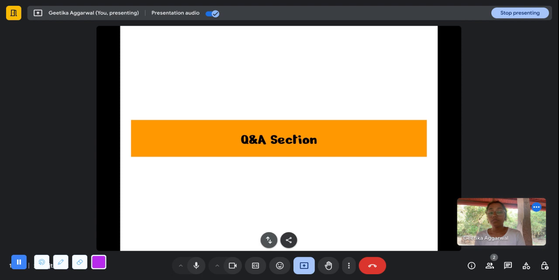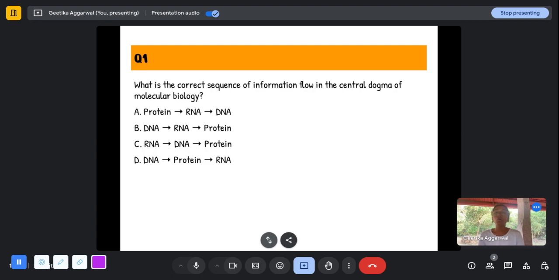Okay. So the first question is, what is the correct sequence of information flow in the central dogma of molecular biology? So we discussed central dogma. So the question asks, what is the correct sequence of information flow in central dogma? Is it from protein to RNA to DNA, from DNA to RNA to protein, from RNA to DNA to protein, or from DNA to protein to RNA? So what is the correct one? I will give you 5 seconds to guess the answer.